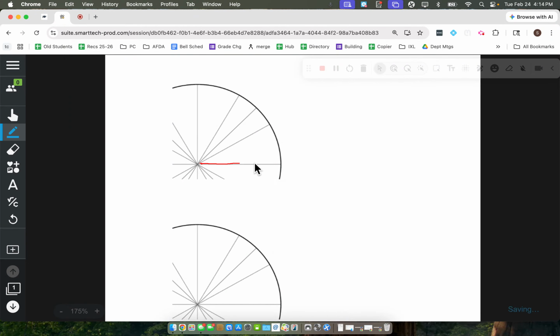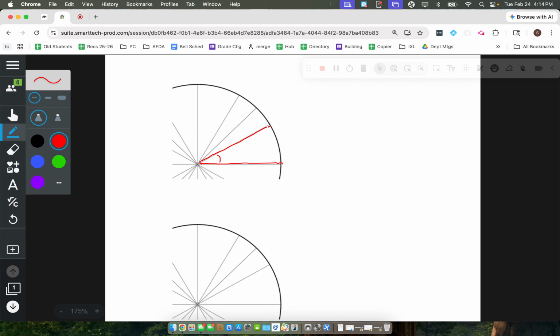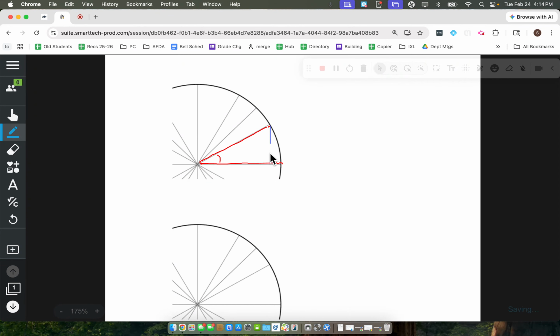This length is 1. That's why it's called the unit circle. This length is also 1. The radius of this circle is 1. But I deliberately made an angle here so that this length, which is kind of an altitude from the hypotenuse to here, is exactly 1/2. This is 1/2, okay?